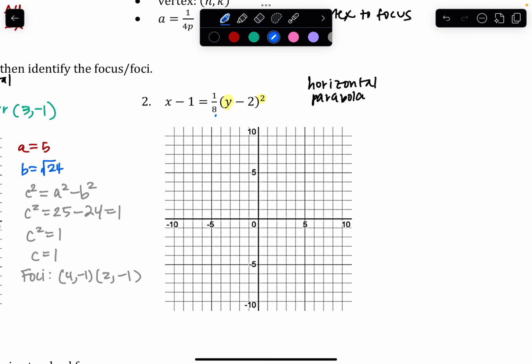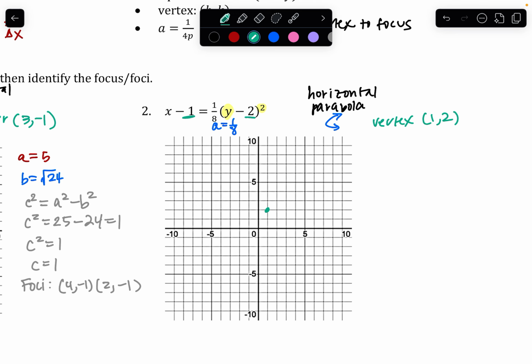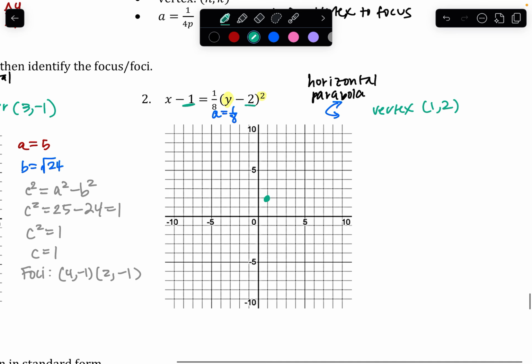And because my a value is positive, I know it is opening to the right. And so going ahead and graphing the vertex in this case, the vertex would be 1, look at the x for the x coordinate, 2. Looking at the y for the y coordinate. So 1, 2. And then to get to the focus, we have to find the p-value.